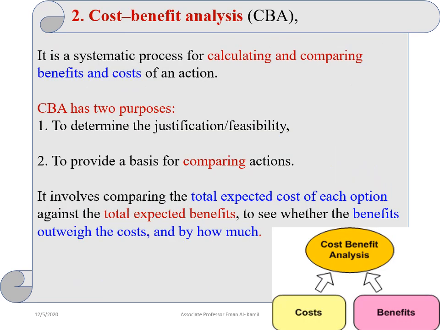The second one is the cost-benefit analysis. It is a systematic process for calculating and comparing benefits and costs of an action. We are going to compare the benefit and the cost. The cost-benefit analysis has two purposes. First, to determine the justification and feasibility.